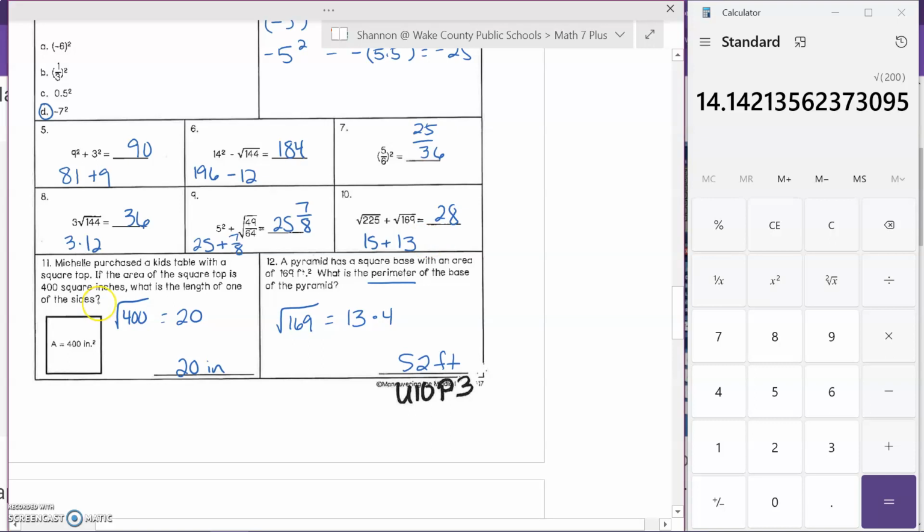And then number 11, square root of 400 is 20. And number 12, we're doing perimeter, so the square root of 169 is 13. There's 4 sides, so 52.